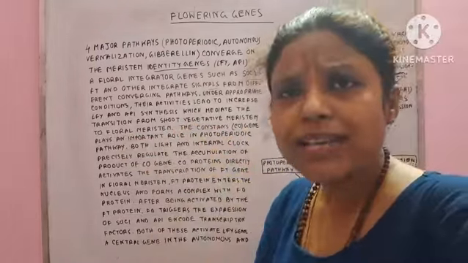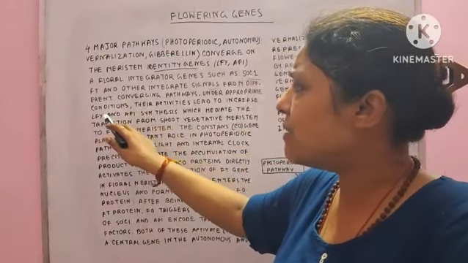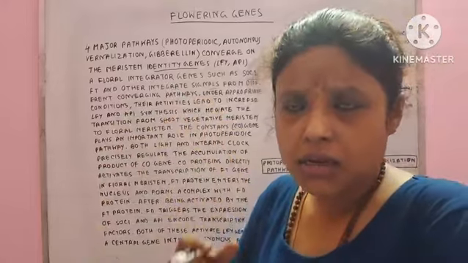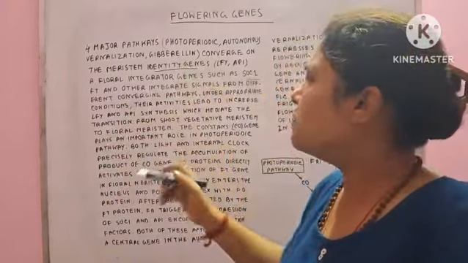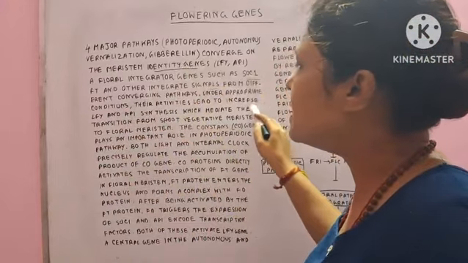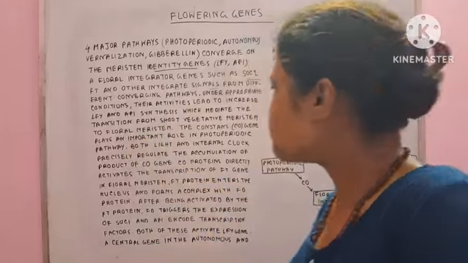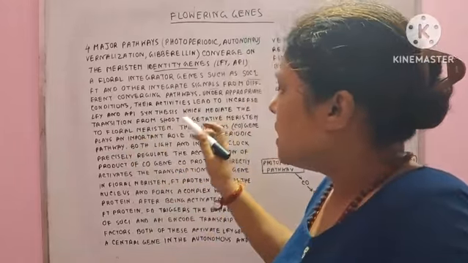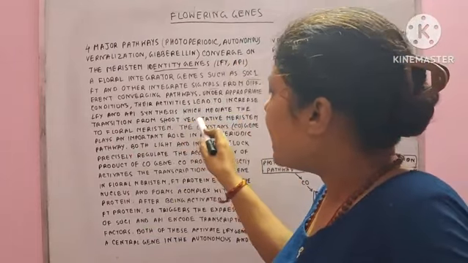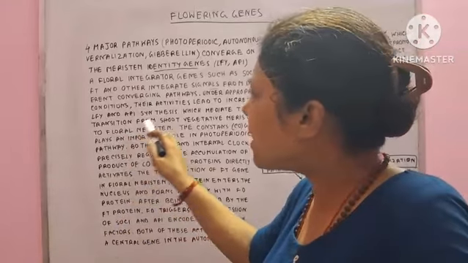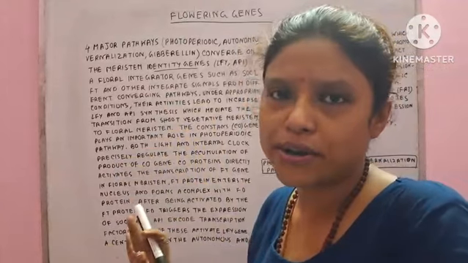So the simple way to say it is that when the activity of the LFY and the AP1 genes, their expression, is increased, that helps to convert the shoot vegetative meristem tissue to the floral meristem tissue. Clear? Because until the shoot meristematic tissue is converted to the floral meristematic tissue, the flowering process does not occur. Okay.